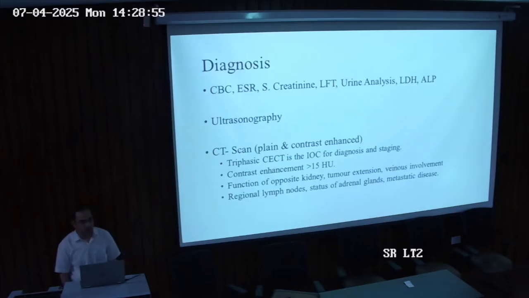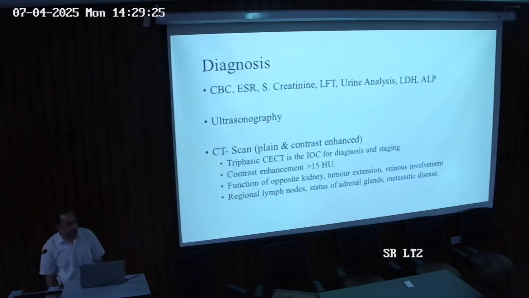So usually we do ultrasound as a screening. When ultrasound screening is suspicious, then we need to confirm with a CT scan. The CT scan is a triphasic CT scan. Which CT scan is the triphasic? Triphasic: arterial, venous, and delayed images. So plain is not part of the triphasic CT. Keep this in mind. So arterial, venous, and delayed images.